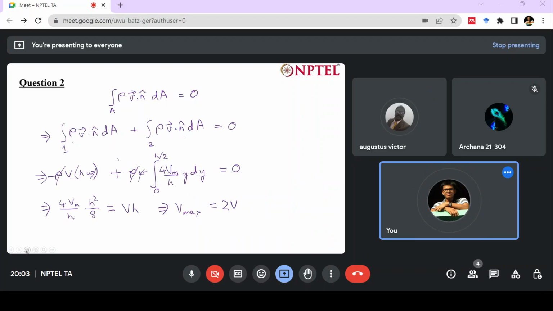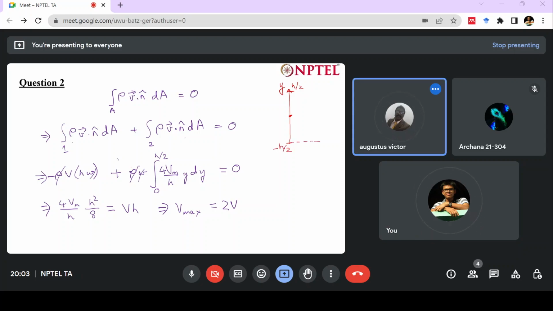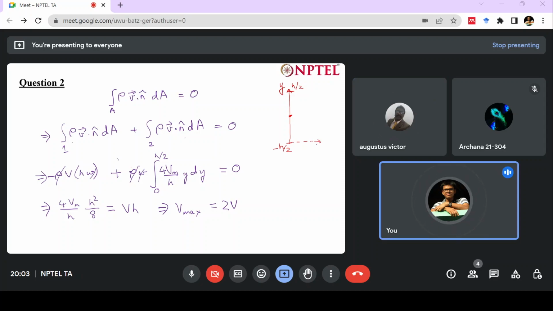If the profile here is given such that at the center this is 0, let's take this as the y direction. So at this edge, y is h by 2, and at the bottom edge, this is minus h by 2. And at the bottom edge, my velocity is vmax, and again at the top edge it is also vmax.